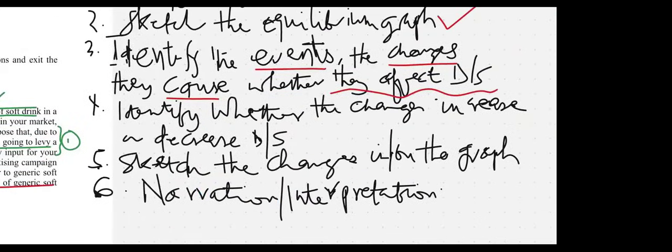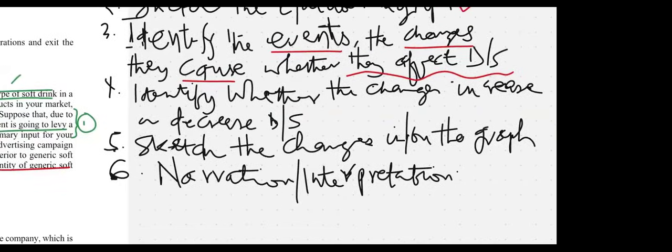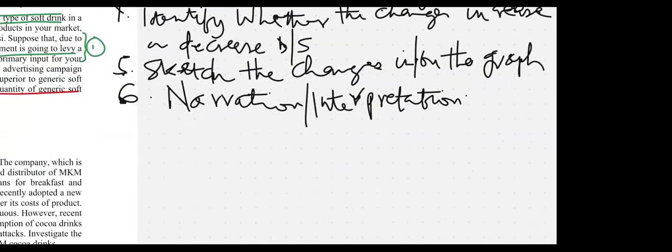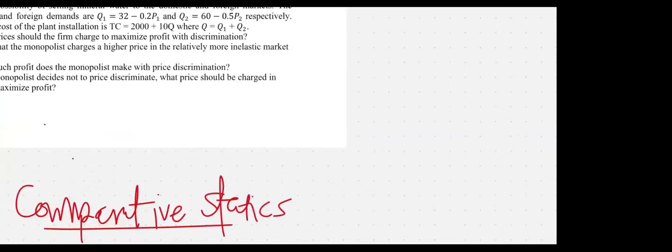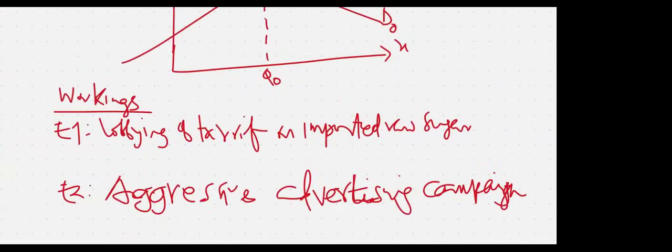Now we are on step 3. Identify the events and the changes they cause. What changes do these events bring? I'm not talking about demand and supply here. What change will the first event bring to the business? If there is going to be a tariff to be levied, if Parliament levies the tariff, what will be the effect? The effect will be that, right?